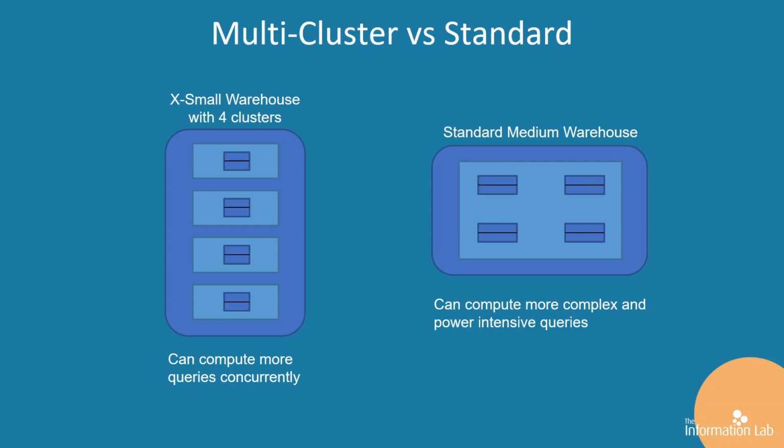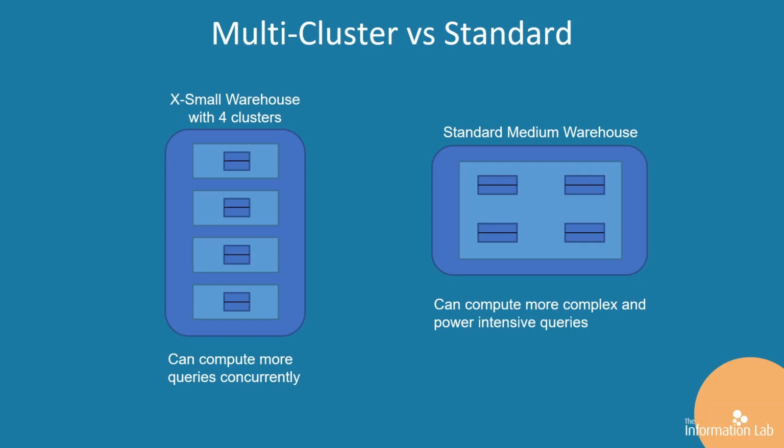So I just wanted to round off the topic of warehouse sizes and scaling out on performance in Snowflake by talking about our multi-cluster versus our standard warehouses. On the left, we have an extra small multi-cluster warehouse, which has 4 clusters, and that means we have 4 servers in total. And on the right-hand side, we have a standard medium warehouse, again with 4 servers, but all within the same cluster.